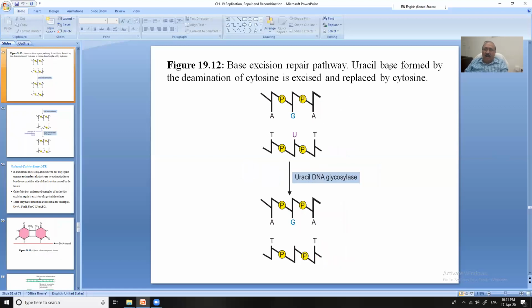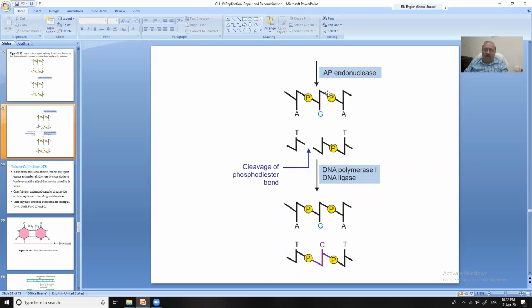It is the base excision repair pathway where uracil has been formed, uracil has been changed form by the deamination of cytosine. So we need that this uracil should be removed. This has been removed by the uracil glycosylase. AP endonuclease is cleaving the phosphodiester linkage, removing the U molecule, and then DNA polymerase is fixing a site. Again a C here. So it is the base excision repair.